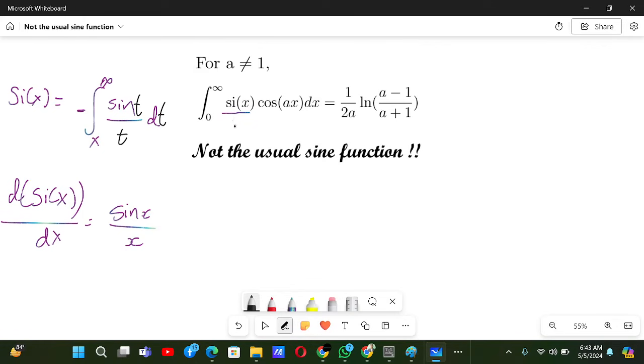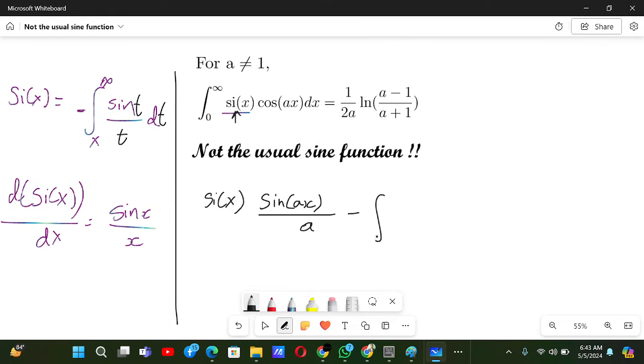Obviously, the first thing to simplify this integral would be integration by parts, so that this gets differentiated to some normal trigonometric and inverse functions. Let's do that. So si of x is our u, cos ax is our v. The integral of cos ax is sine ax by a, minus the integral from 0 to infinity of the derivative of si x, which is sine x by x, times sine ax by a dx.